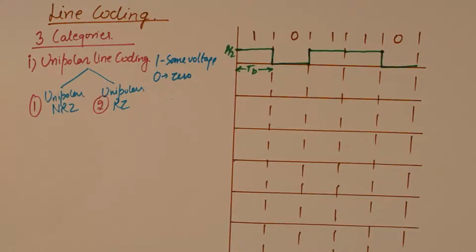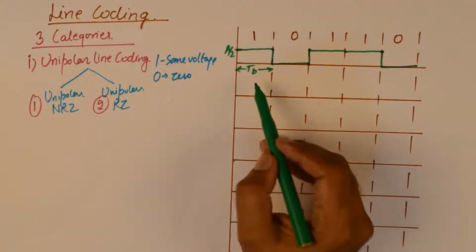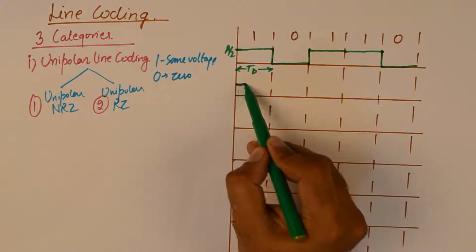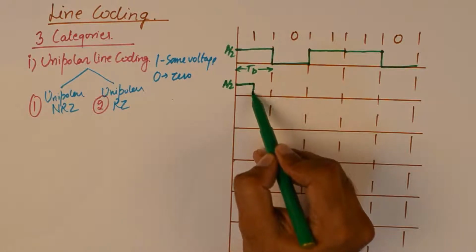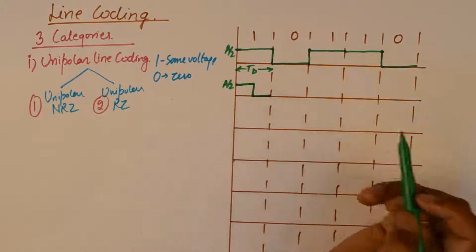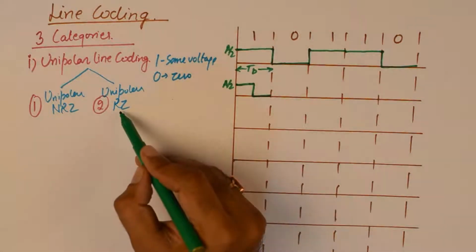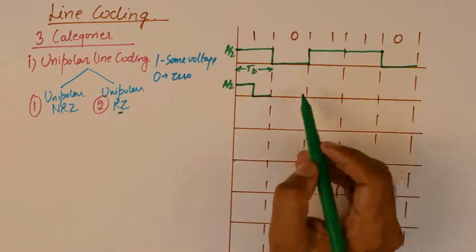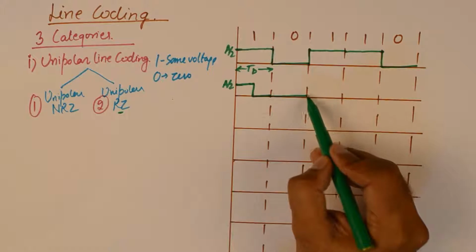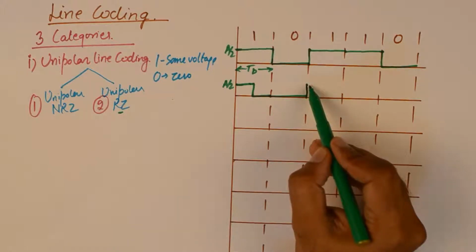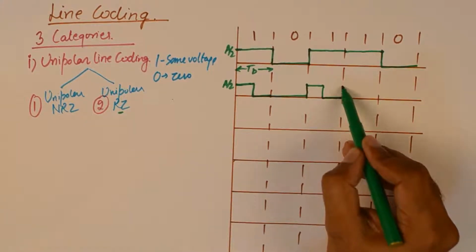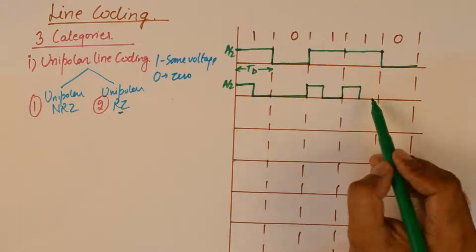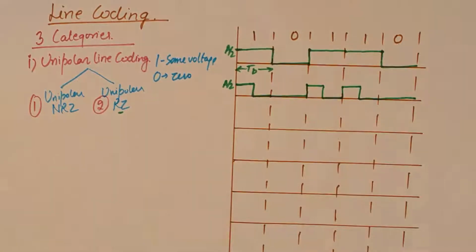And unipolar return to 0 is different from non-return to 0 by the fact that 1 will start from its assigned voltage level, which will be in the positive zone, but it will return back to 0 after half the bit interval. So it will return to 0, and that is what the acronym says also. And a 0 stays at 0 level. 1 again is starting from A by 2, goes back to 0 halfway in the bit interval, and 1 starts from A by 2, goes back to 0, and so on. So this is what unipolar line coding is all about.